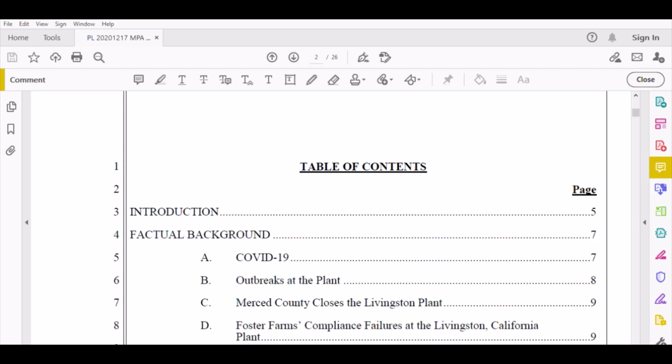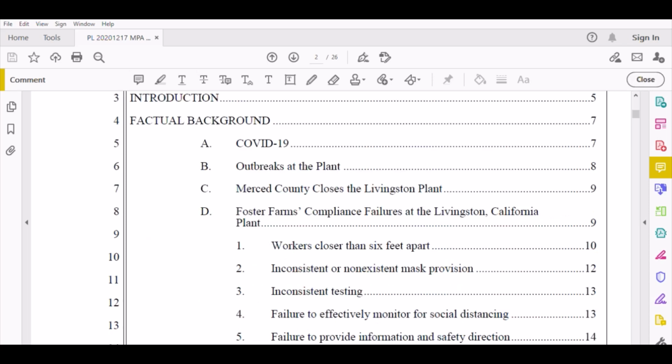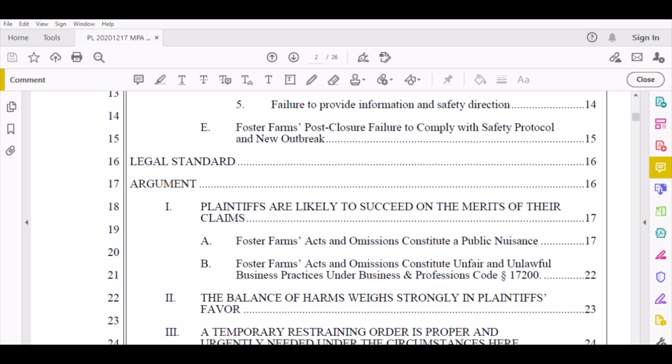Merced County closes the Livingston plant on page 9. Foster Farms compliance failures at the Livingston, California plant also begins on page 9. Their specific allegations would include workers being closer than 6 feet apart, inconsistent or non-existent mask provision, inconsistent testing, failure to effectively monitor for social distancing, and failure to provide information and safety direction. After that is the claim of Foster Farms' post-closure failure to comply with safety protocol and the new outbreak.